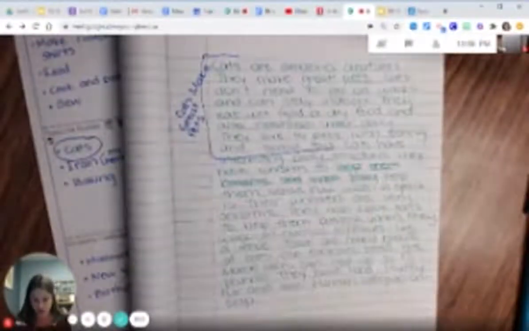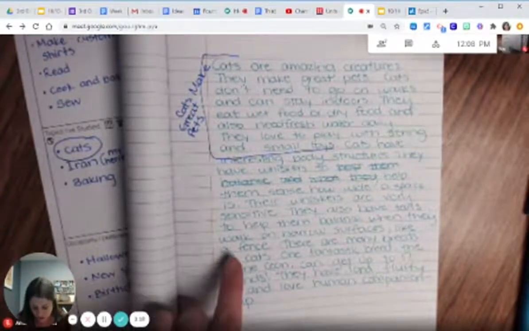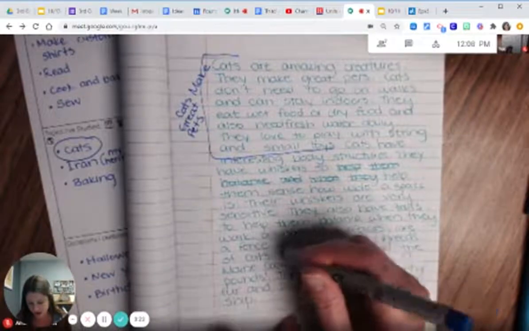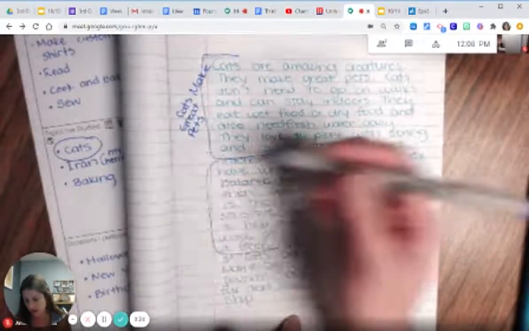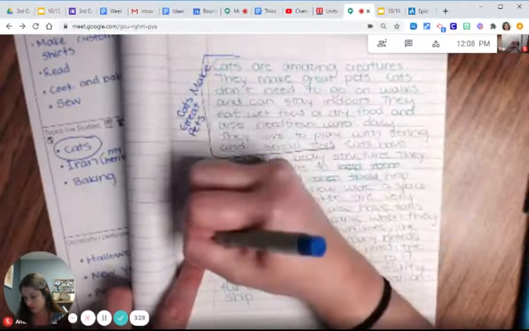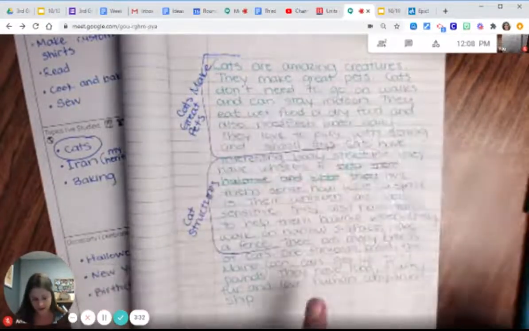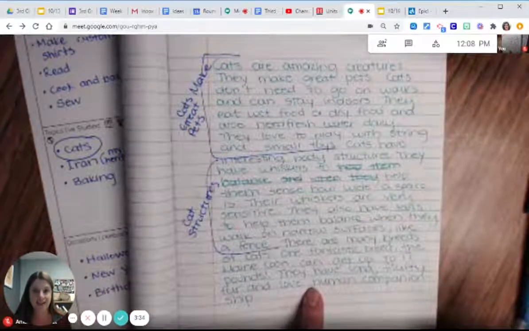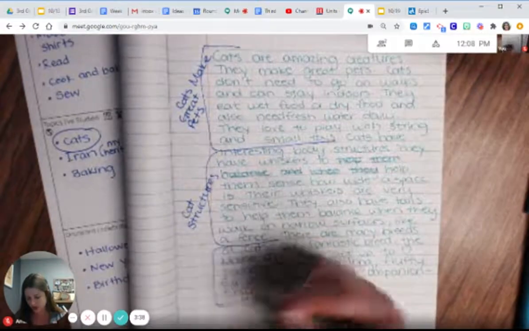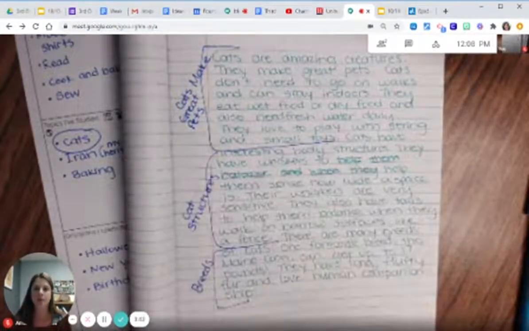So I talked about the whiskers and the tail and how they're useful. And so I stopped talking about that here right before I move into talking about breeds. So this part could maybe be about cat structures. And then last is when I talk about the different breeds or types of cats. And so I could do here a chapter all about breeds.